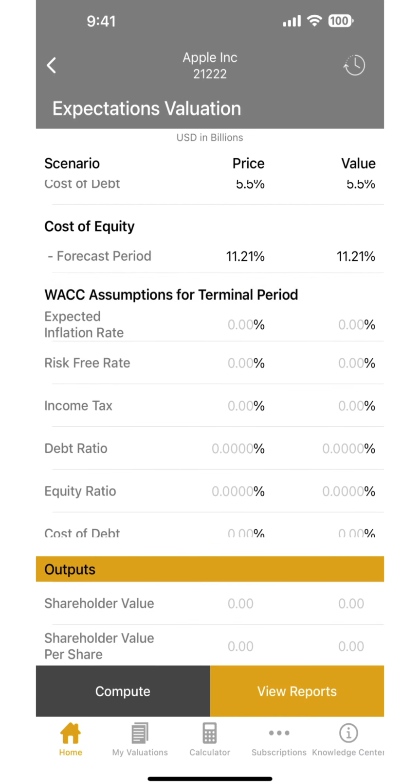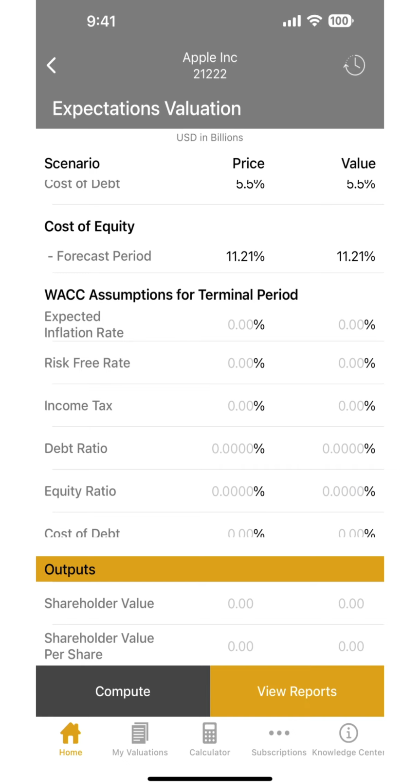Advancing to the terminal period assumptions. The cash flows of the company continue post the forecast period and thus have value. Terminal period assumptions help to forecast the cash flows into perpetuity. In this section, you will need to enter the expected inflation rate, risk-free rate, income tax, debt and equity ratio, cost of debt, and cost of equity expected during the terminal period. This will enable the app to compute the weighted average cost of capital during the terminal period.